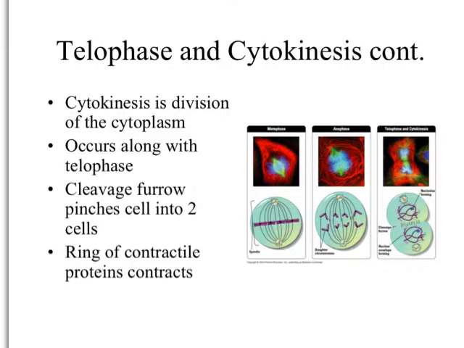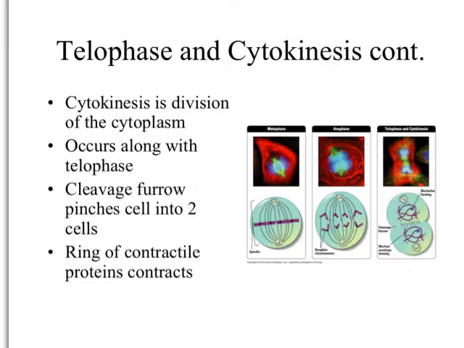And we usually keep cytokinesis for last, because that's basically the pinching off of the big mother cell into 2 daughter cells. And although it's happening from the start of mitosis, we always keep it for last in the sequence, because that's the last thing to make 2 identical daughter cells. So cytokinesis is the division of the cytoplasm. It occurs along with telophase.